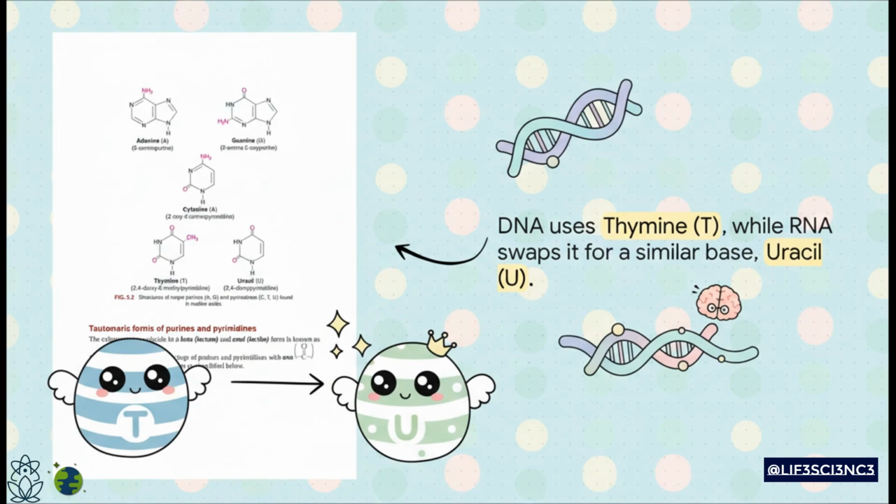The second big difference is a simple letter swap in the alphabet. So DNA uses the base thymine, or T. But when the cell makes an RNA copy, it swaps out every T for a very similar base called uracil, or U. It seems like a minor change, but it's a really clever chemical tag that helps the cell's machinery instantly tell the difference between the permanent master plan and the disposable temporary copy.